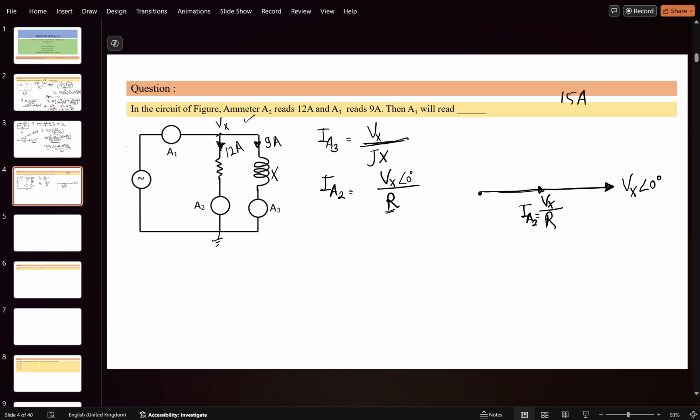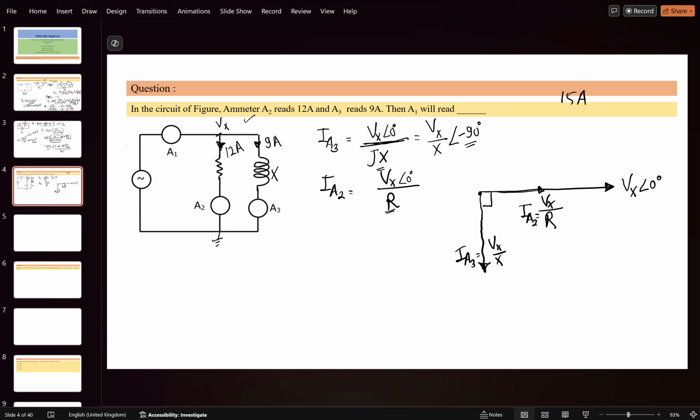What about IA3? If you solve this, this will become Vx by X. Vx was angle 0 degree and jX was angle 90 degree. It will become minus 90 degree. Okay. So it means that it will lie somewhere else, somewhere like this. Vx by X, and angle minus 90 degree. Minus 90 degree means it is lagging with respect to Vx by 90 degree. Okay. Minus means you always take it in the clockwise direction. Now this becomes IA3.